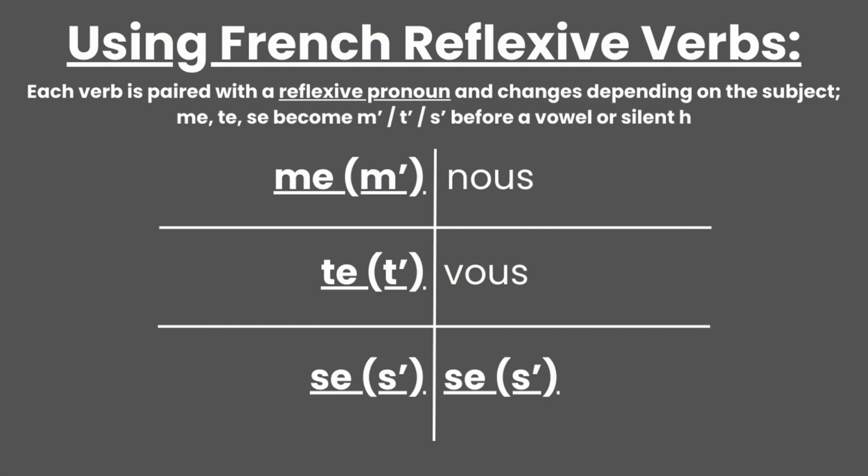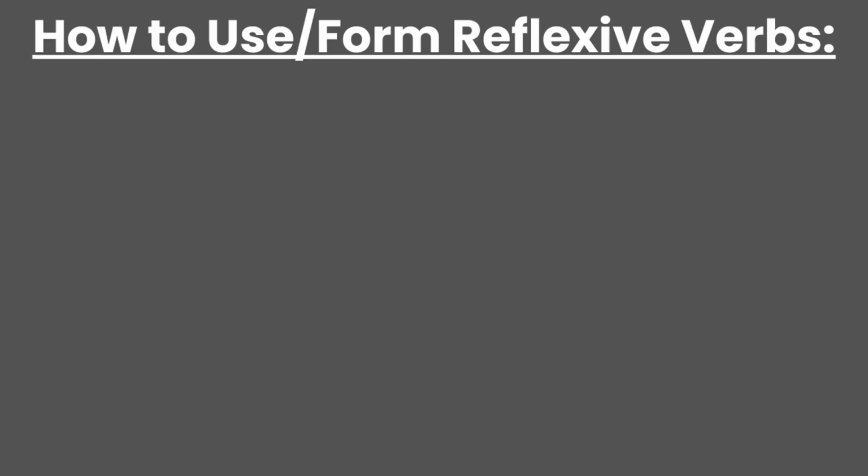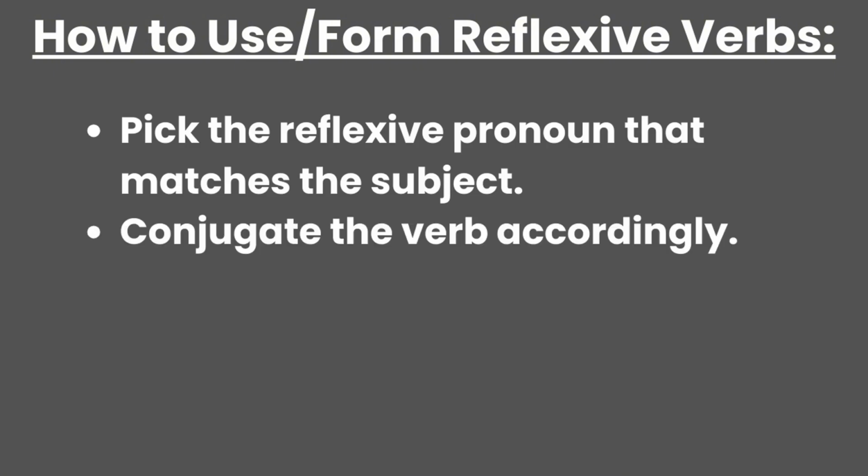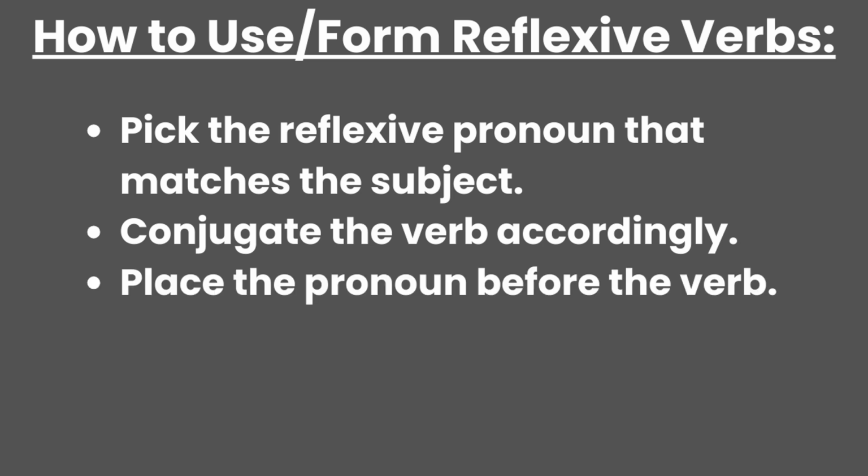Additionally, me, te, and se become m', t', and s' before a vowel or silent h, so they contract to avoid having two vowel sounds. In short, this is what reflexive pronouns look like by themselves, but to use them in context, we have to follow a specific order. First, we pick the reflexive pronoun that matches the subject. Then, we conjugate the verb accordingly and place the pronoun before the verb.